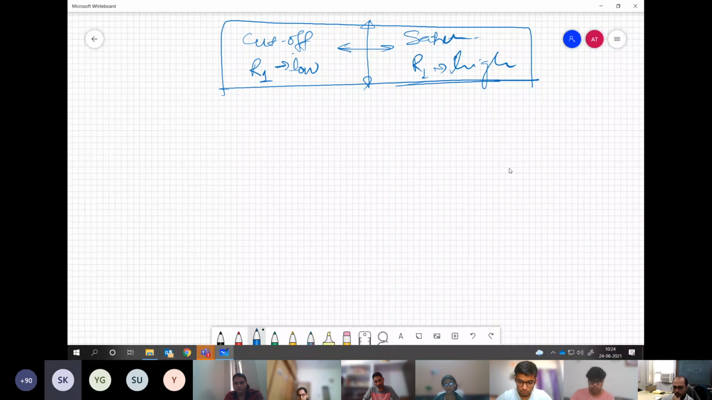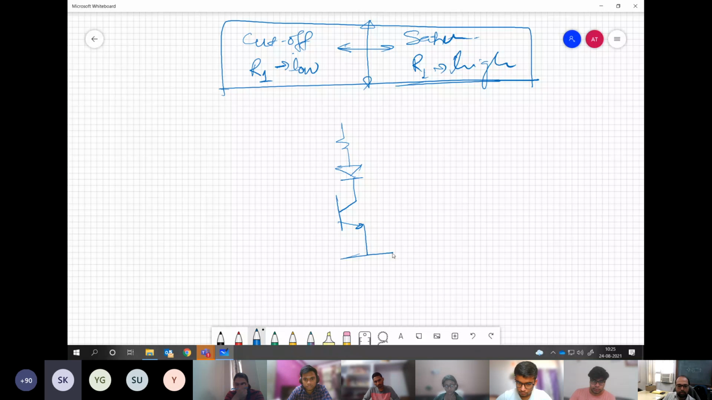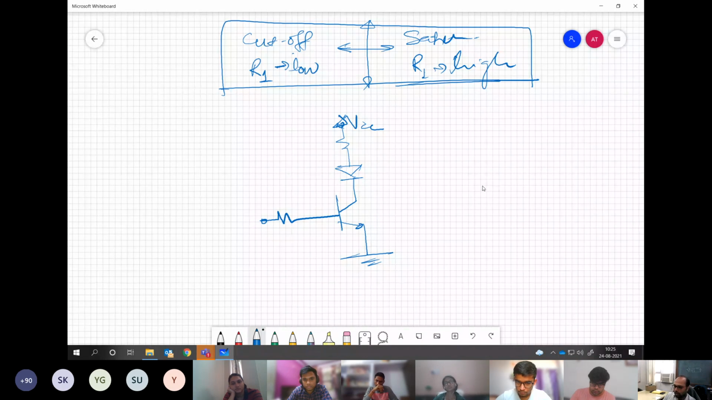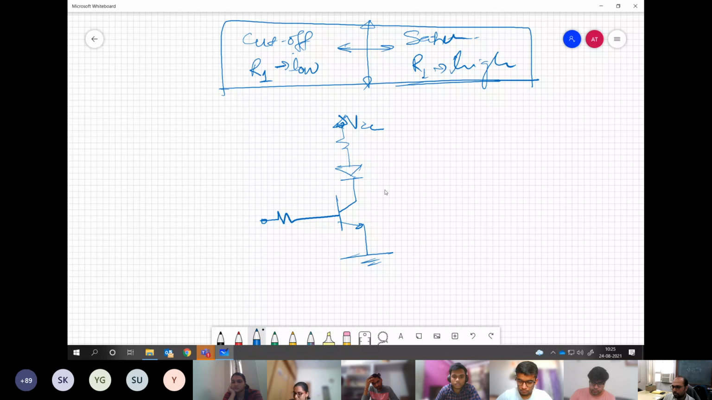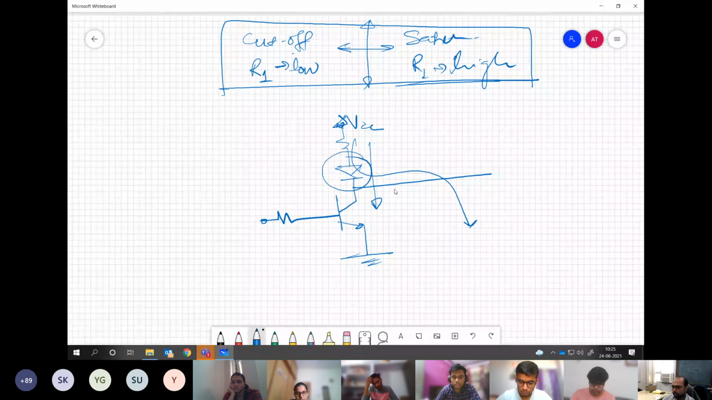So in the cutoff region, if it is followed by, then the R1 will be low and something like this. Yes, sir. So what will happen? When it is conducting, it is conducting. When it is blocking, still it will be conducting. So the diode will always be forward biased.